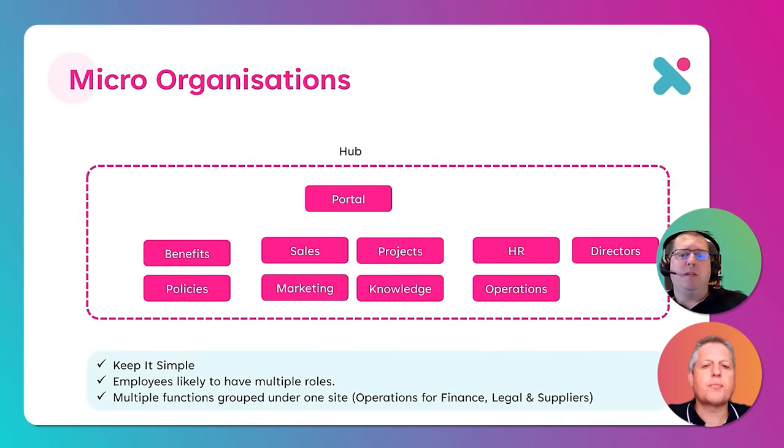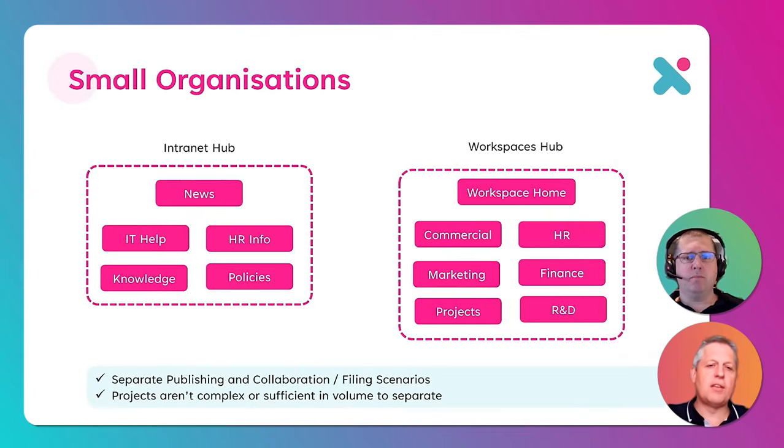The key thing about this is that even though it's in one single hub, we're still able to consider growth. As we become a larger organization, we can start to separate this out because we've already thought through the roles and functions of the business and pre-created sites for that. So that segues beautifully into moving from micro to small. So Ben, what do you split out here?